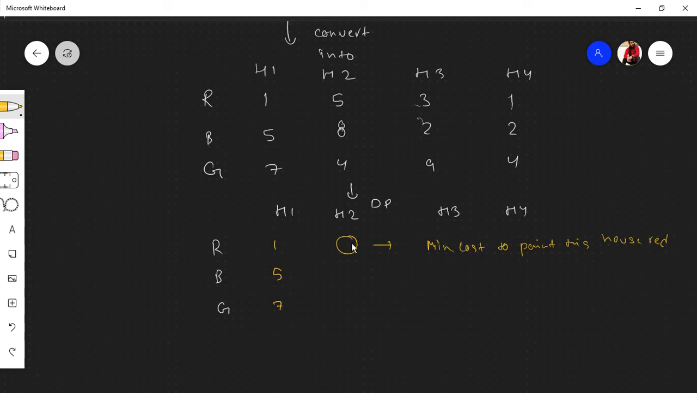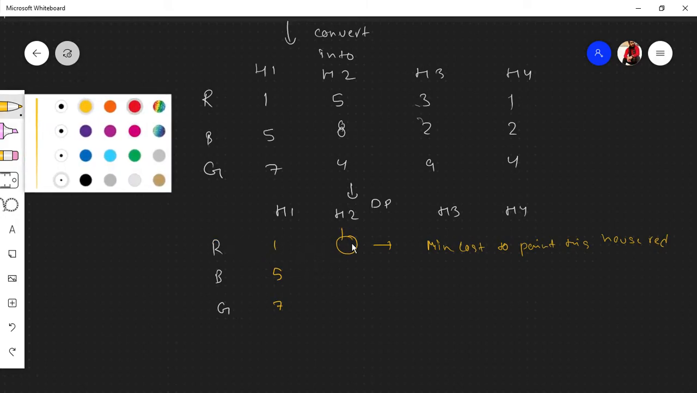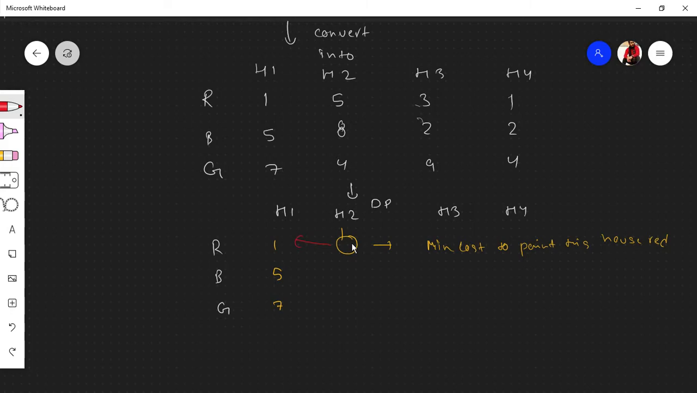How will I calculate? Just look at this. This is red. We want to paint it red. But the only constraint is that its previous house should not be painted red. Basically, this cannot be painted red. Now the only two options we are left with are blue and green. So you can either paint it blue or green, that's fine with us. But you cannot paint it red, because if you want to paint this house red, the previous house basically should not be painted red.